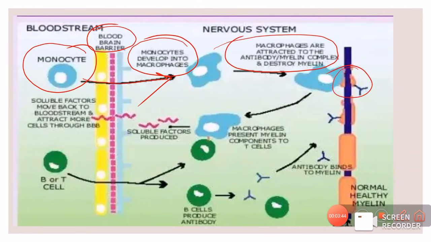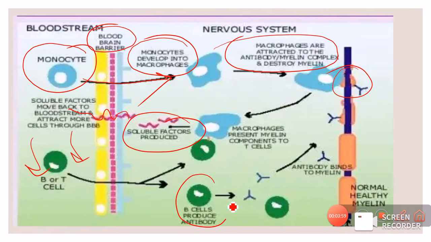sheath. Now the same macrophages are going to come back and release some soluble factors. These soluble factors will again come outside the blood-brain barrier and they will call the other B cells and T cells. These B cells and T cells will now produce antibodies and other inflammatory mediators and cause inflammation of the myelin sheath, leading to further destruction and further demyelination.